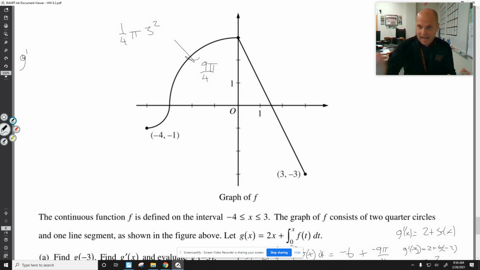Well, G prime is not just f. You don't just say, oh, it's going to be at this location. No, because G prime is 2 plus f. It might be 1 plus f, depending on the situation. It might be f minus 1, depending on the situation. You got to figure out when this changes sign. Well, that's when f equals -2, just like your previous problem that we did.